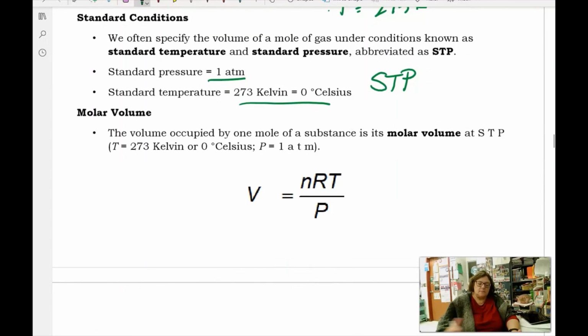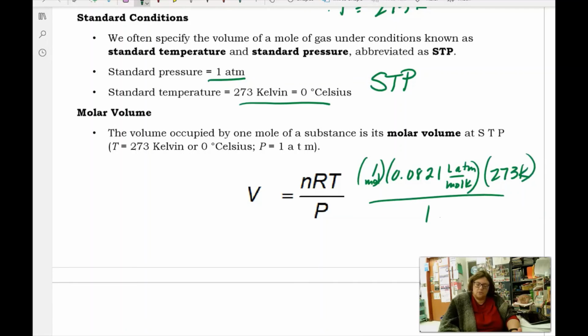Okay? If we substitute this information in, say I have 1 mole of particles, and the gas constant 0.0821, with units of liter atmospheres over mole Kelvin, and our temperature is 273 Kelvin, and our pressure is 1 atmosphere. Our units cancel so beautifully that we're left with liters. And when we do the math, we get 22.4 liters. This is what we call the molar volume.